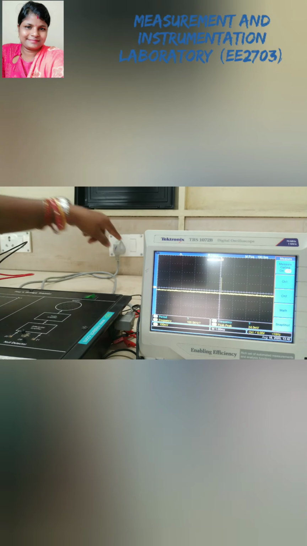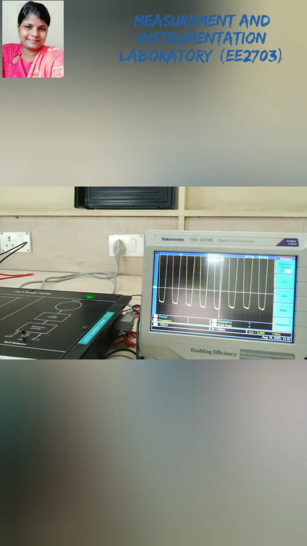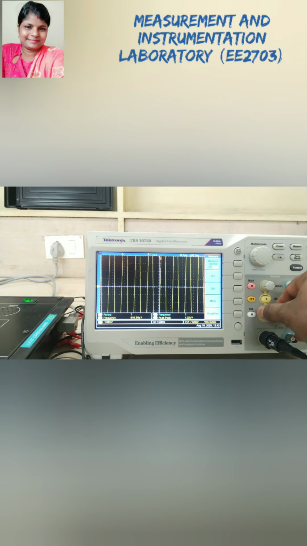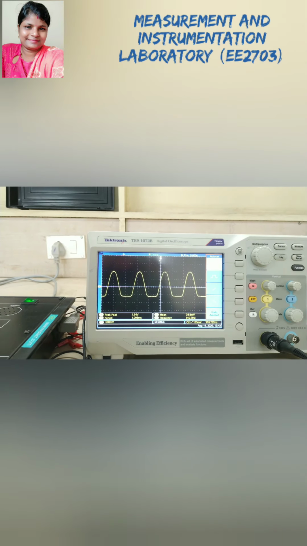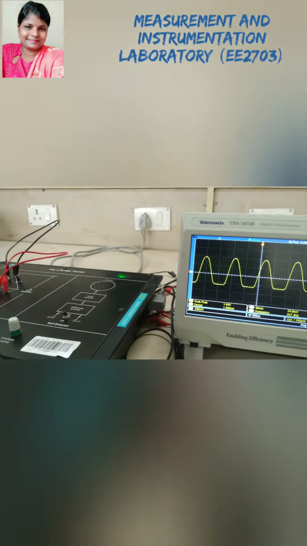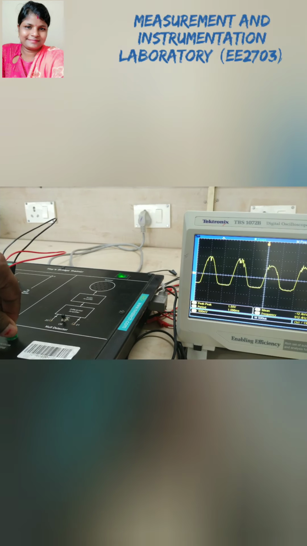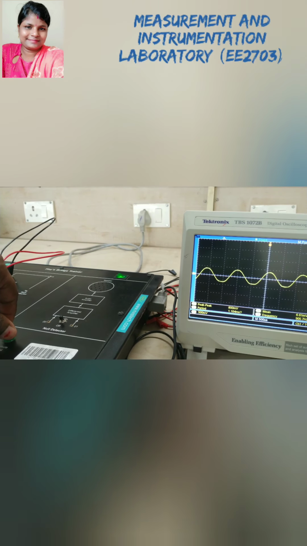Switch on the power button of the Hay's bridge trainer. Then check the CRO. Auto set. Here, by adjusting the amplitude control, it looks like a sine waveform, a perfect sine waveform.